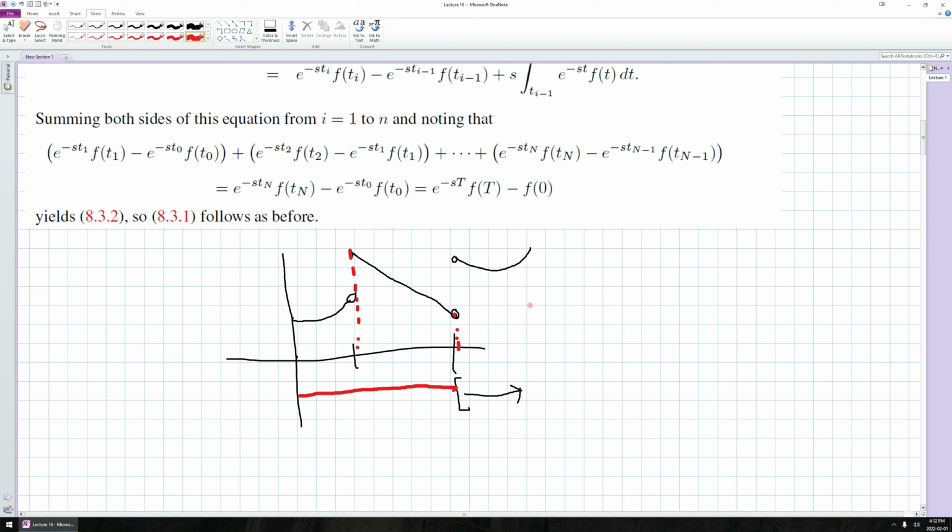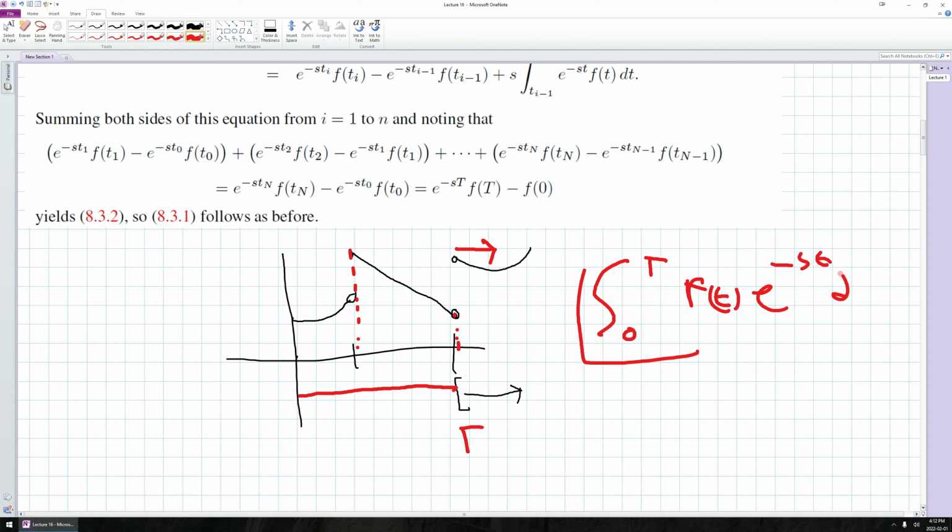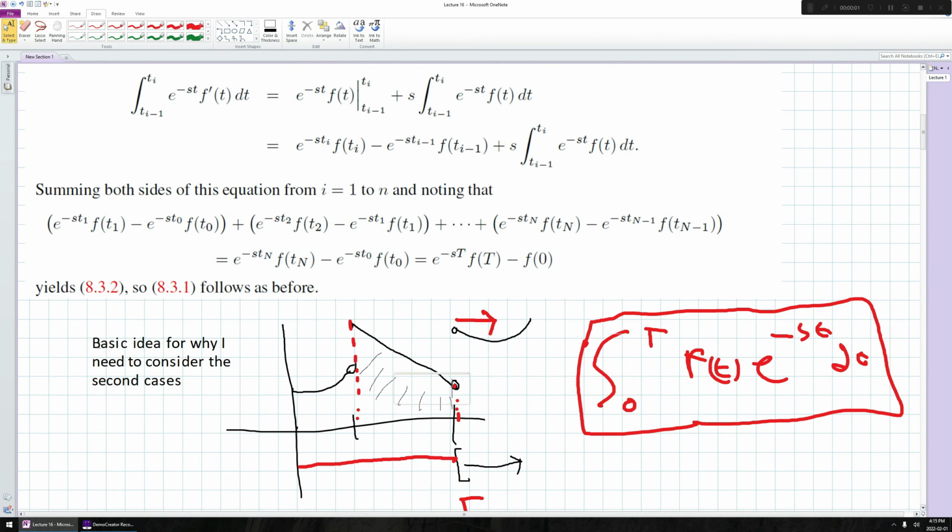So our goal is to evaluate the integral from 0 up to t, where t is the point beyond which I have no more discontinuities. If I can evaluate this integral of f of t e to the negative st dt on this interval, then I'm guaranteed that the Laplace transform will exist. Okay, so for the purposes of notes, that is the basic idea for why I need to consider the cases.